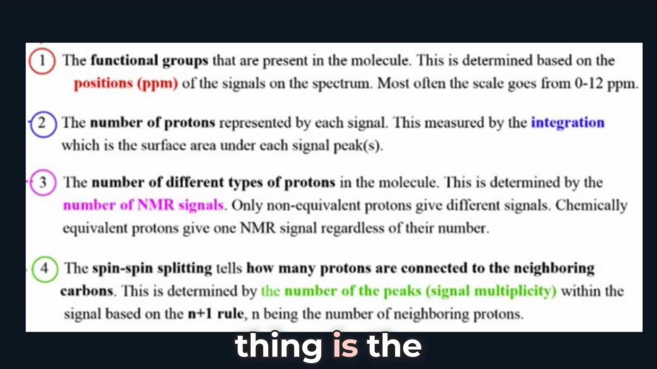The third thing is the number of different types of protons in a molecule. This is determined by the number of NMR signals. Only non-equivalent protons give different signals. Chemically equivalent protons give one NMR signal regardless of their number. And lastly, the fourth thing, the spin-spin splitting, tells how many protons are connected to the neighboring carbon. This is determined by the number of peaks, meaning signal multiplicity, within the signal based on the n+1 rule, n being the number of neighboring protons.